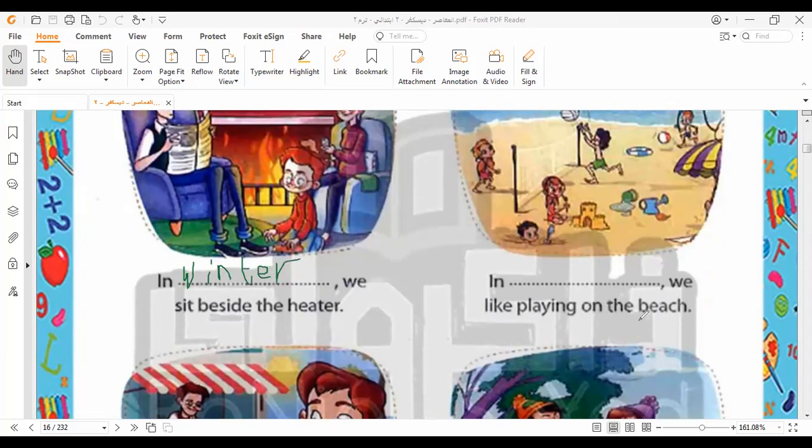In space, we like playing in summer. I'm listening to you saying this is in summer. In summer, yes, you are clever, pupils of grade 2.